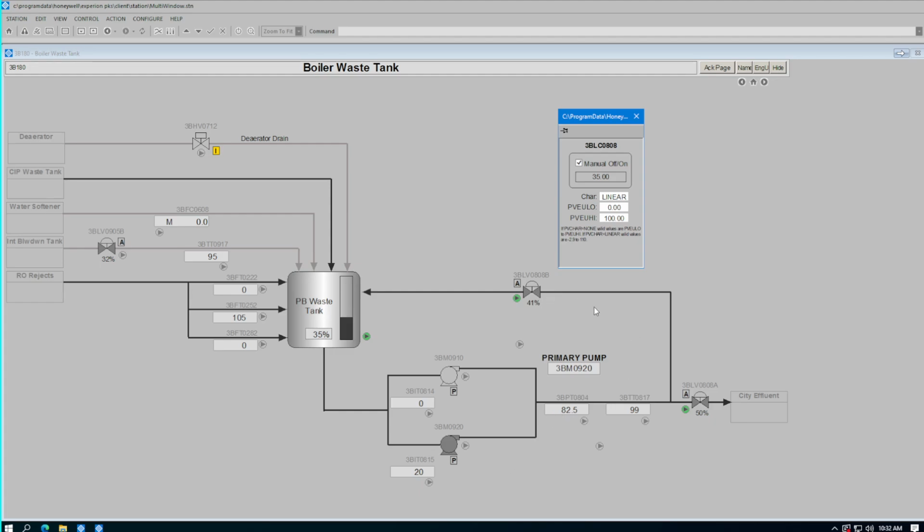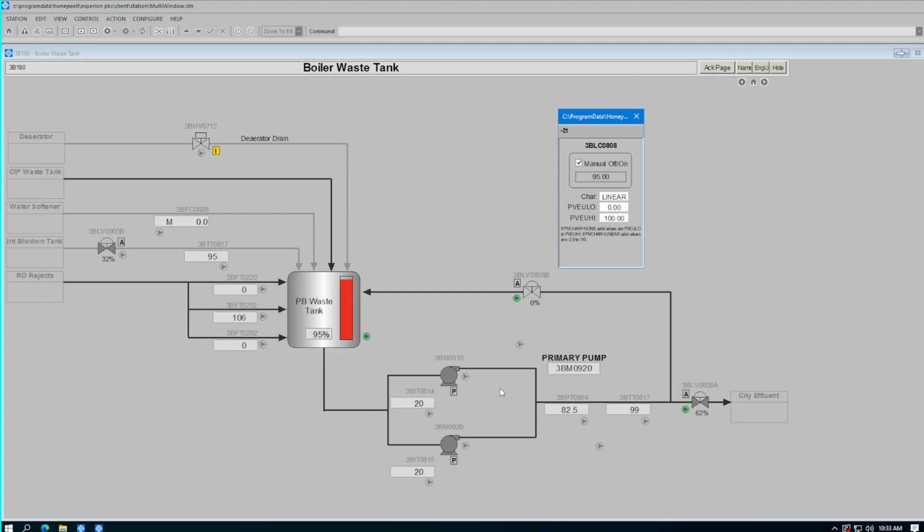After the pump comes on, these valves will start to control the level. Now, if the level gets a high above, let's enter 95, then the second pump should come on. When the tank level falls below 40%, the secondary pump should shut down.